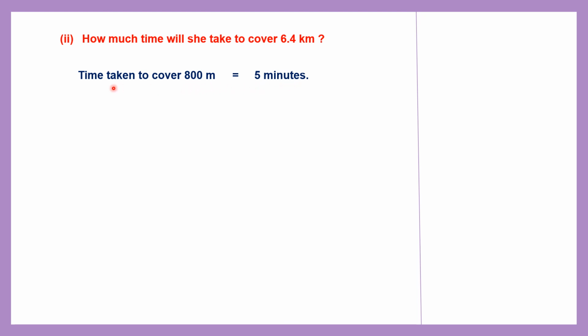So now we have to find the time taken to cover 1 meter. Before we find this, the time taken to cover 800 meters is 5 minutes. So if you have to cover only 1 meter, it's going to be less than that, isn't it? So division, 5 divided by 800. We can write it in the form of a fraction, 5 by 800, and leave it like that. Now we can go ahead and find how much time it should take to cover 6.4 kilometers. Now here it is all in meters.